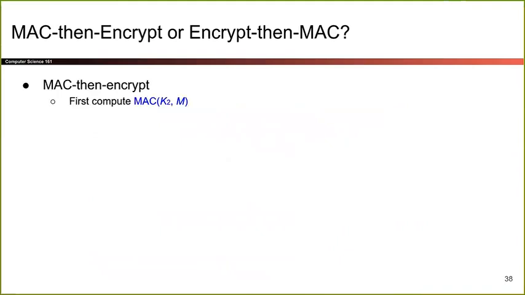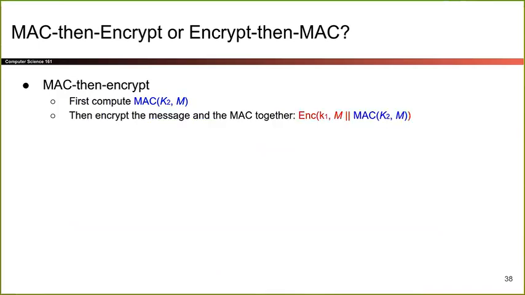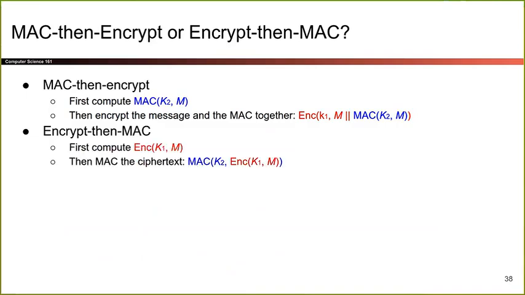They have names. So the first one is MAC then encrypt. You just saw this. You do the MAC first, then encrypt the message and the MAC together. That's called MAC then encrypt because I MAC the plaintext first, then I encrypt the MAC. The second one's called encrypt then MAC. It's backwards. And this one says I encrypt first, and then I MAC the ciphertext. So those are my two strategies.